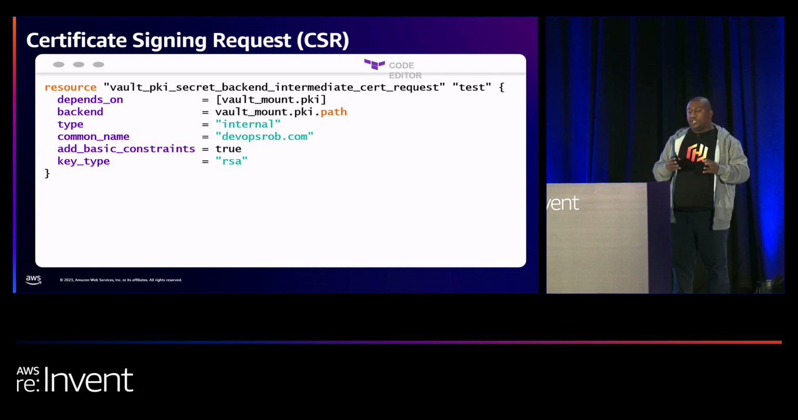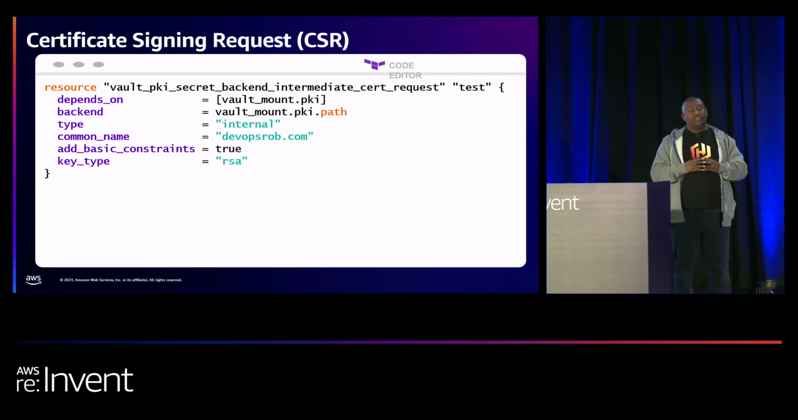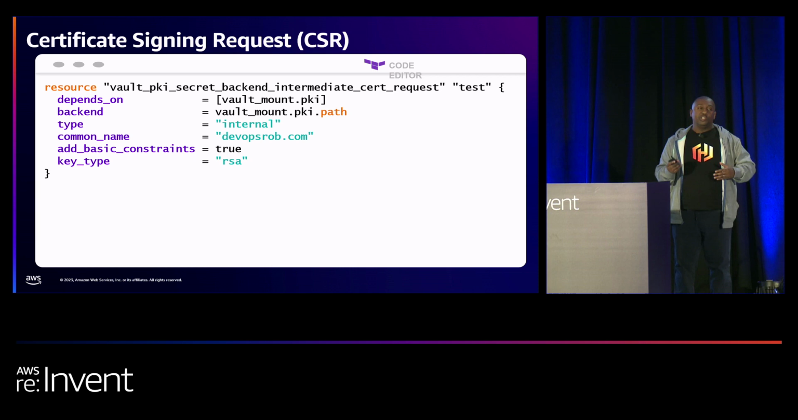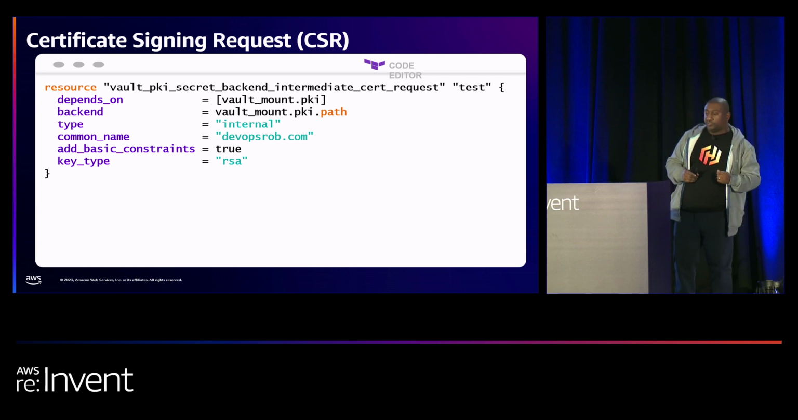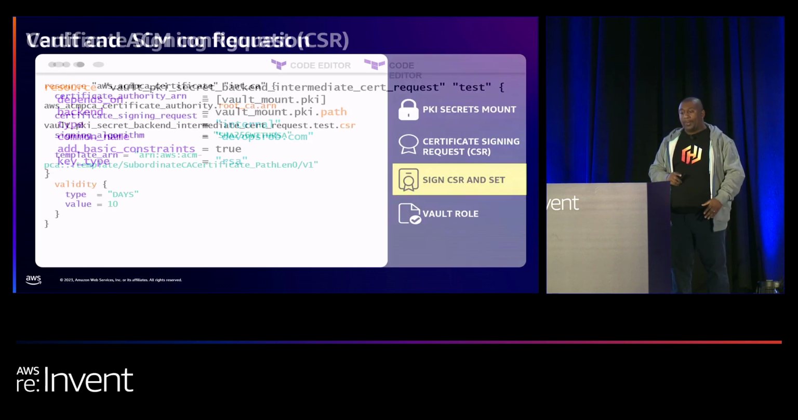The type is internal. This is an internal kind of CA that we're doing. And the common name is the same common name that we set up for our root CA. So we've put devopsrob.com. Right? And then the type of key that we're going to use is RSA, which is similar to what we've done with our root CA. So with this resource, it's going to give us a certificate signing request, right, which is what we're going to need for our next step. This is very basic PKI workflows.